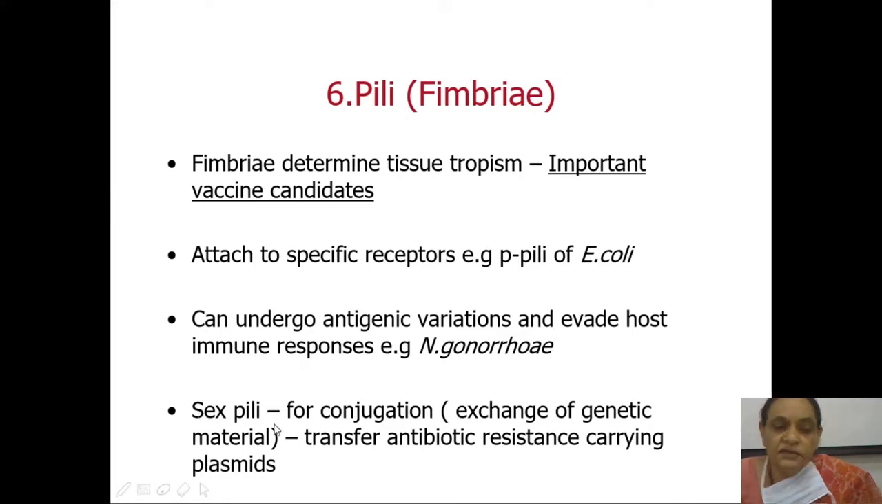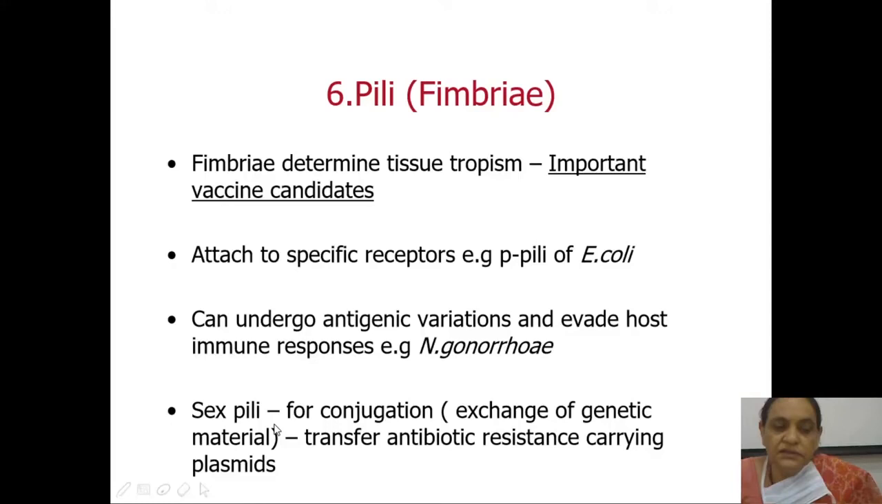Then one is the sex pili, which is used for conjugation, exchange of genetic material. And one very important thing is, some pathogenic virulence factors can be exchanged, but it is the transfer of the antibiotic resistance carrying plasmids through these sex pili, which has a lot of importance in the dissemination of antibiotic resistance across, at one time, horizontally, which is very serious.